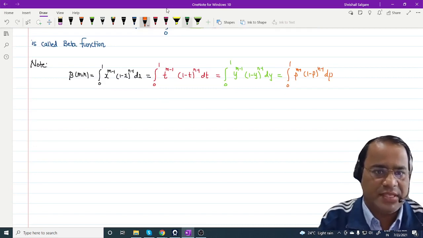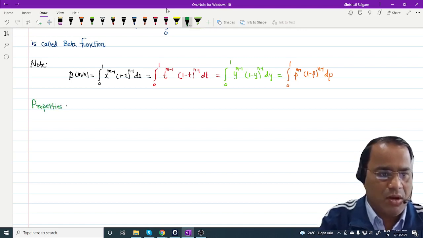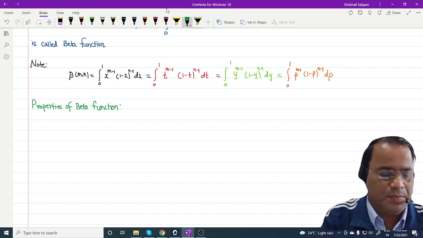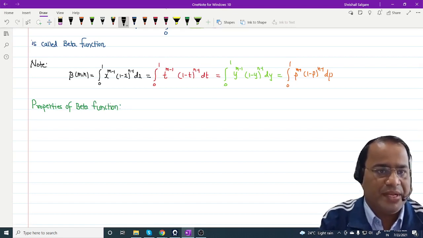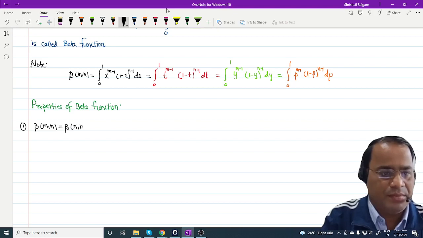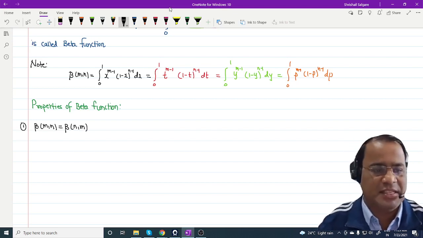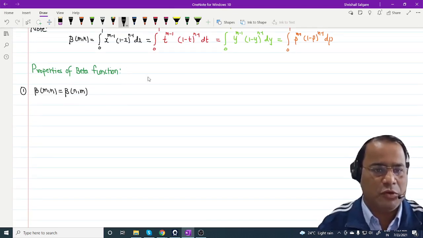Now next we will see the properties of beta function, in the same manner as we have seen the properties for gamma. The first property says that beta of mn is equal to beta of nm. Means if you are changing the role of m and n, again the evaluation of the integral is the same.